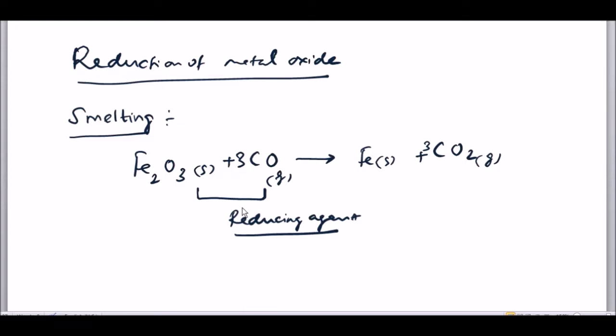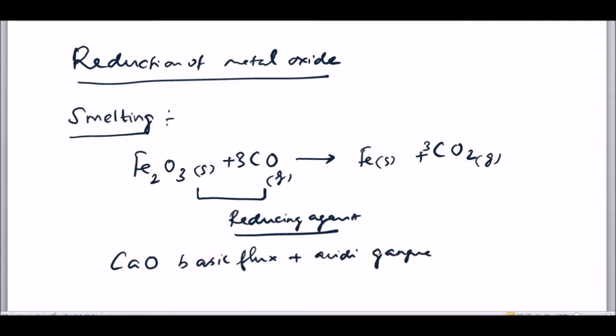In this extraction, the flux can also be used. What's the purpose of using the flux? Flux can combine with the gangue to form slag, unwanted things. For example, the limestone CaO, it is a basic flux. Along with that, we are going to take acidic gangue.